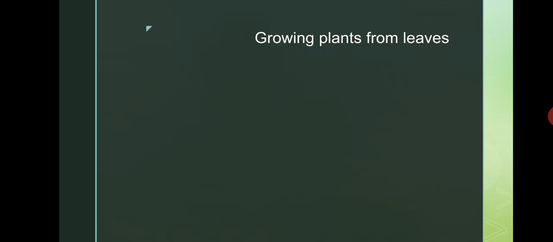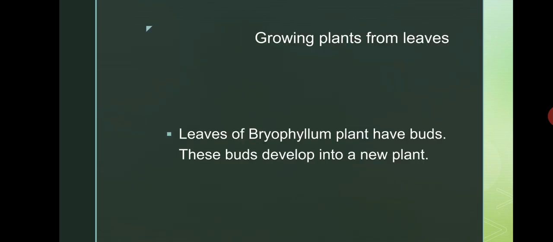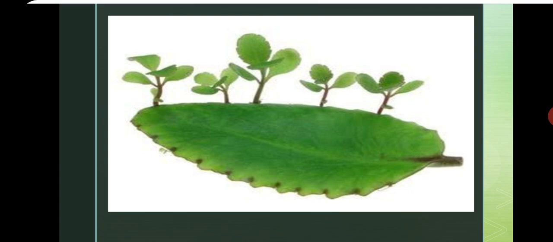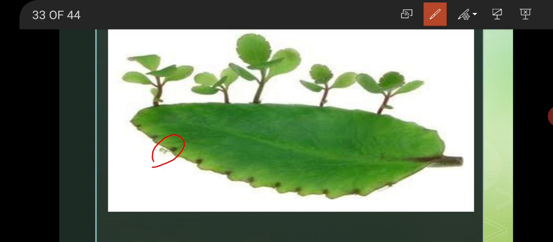Now, growing plants from leaves. Leaves of the bryophyllum plant have buds. These buds develop into a new plant. Look, this is a leaf of a bryophyllum plant, and look here, small buds have developed, and these parts give rise to a new plant.